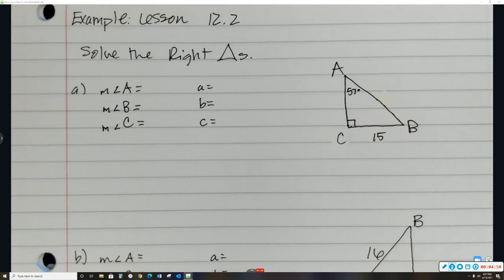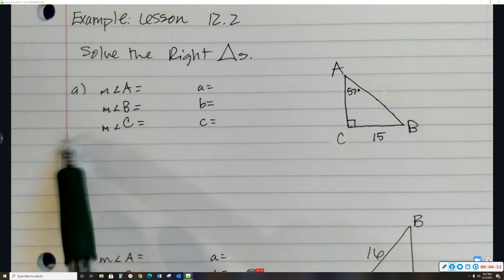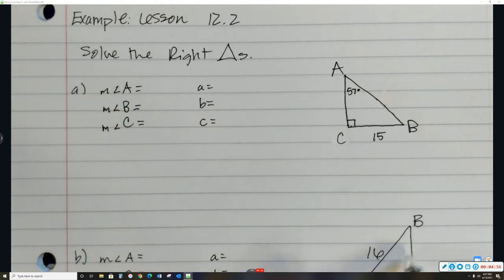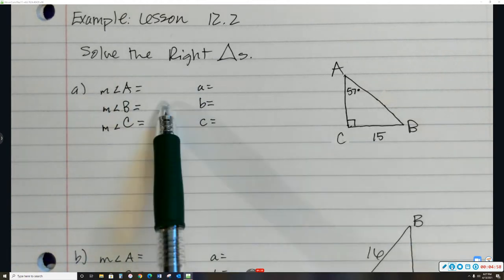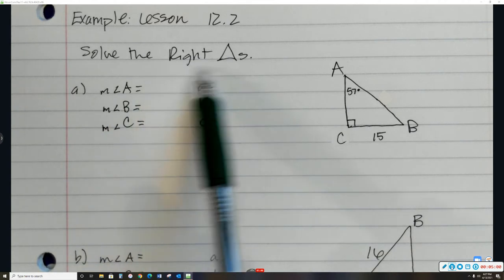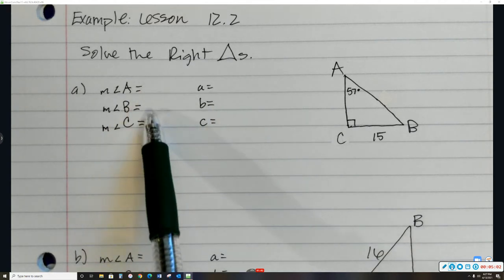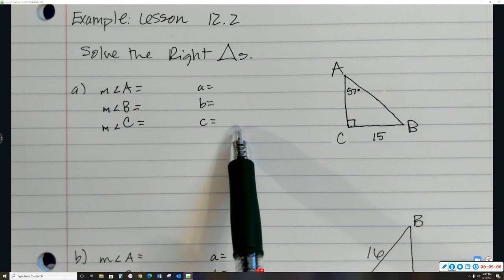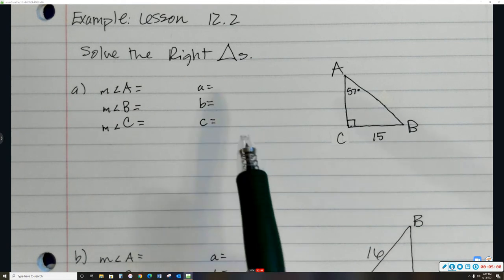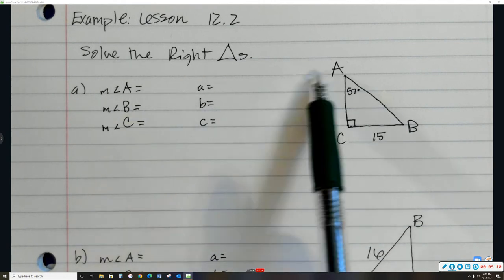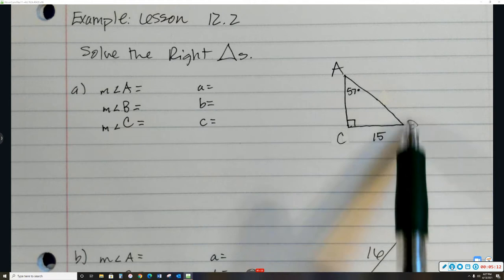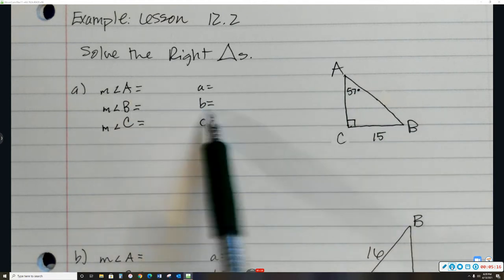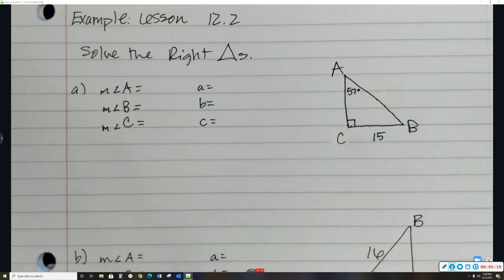Here's our first example. Solve the right triangles; there are 2 down here and I have another one over here. To solve the right triangle, we have to find the measure of the three angles and the lengths of the three sides. You have to look at the diagram and figure out what goes where, because some of this information is in the diagram.